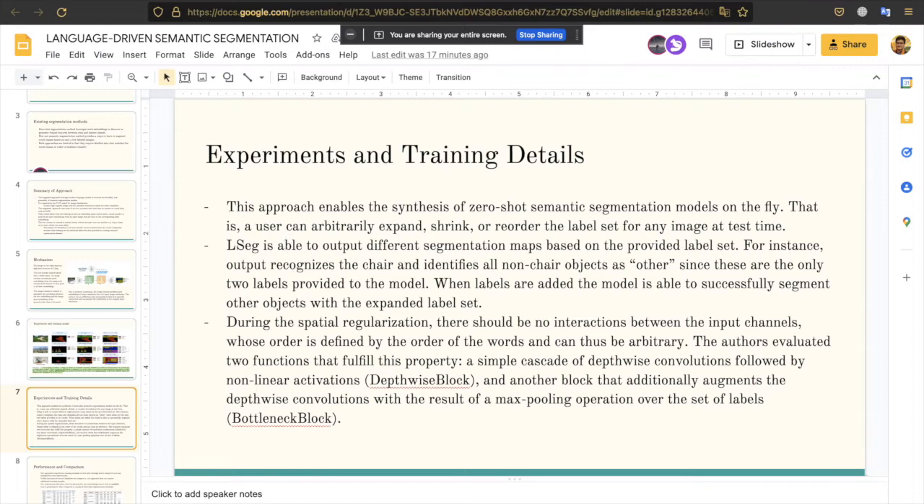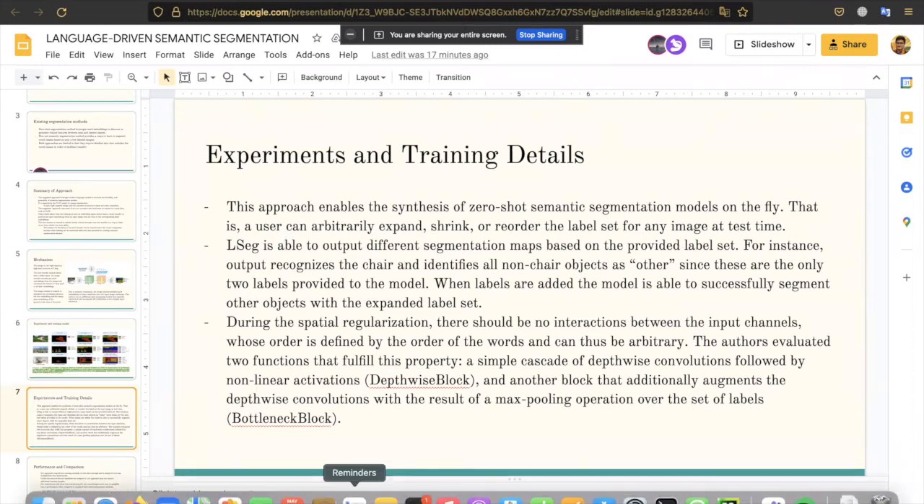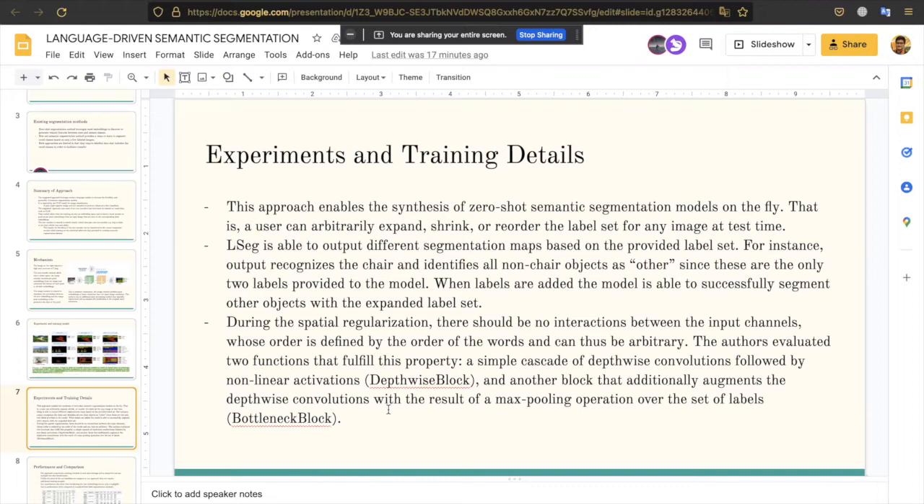And one more experiment, or training detail, which is to be noted, is that during the final step of the spatial regularization, there are two different inputs. One is the input from the text encoder, and one is the input from the image encoder. Both of these should not be interacting with each other at any time, because these are separate entities, and if they interact, it's essentially like you're letting your model learn the test data.